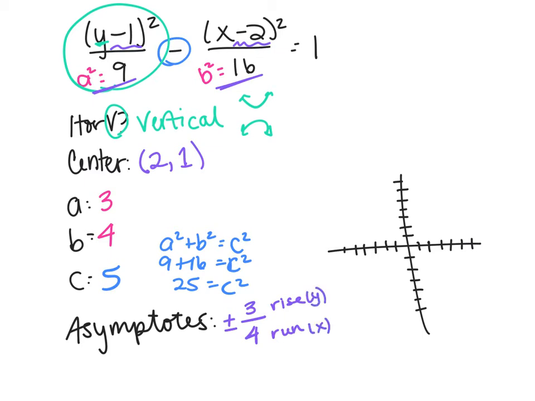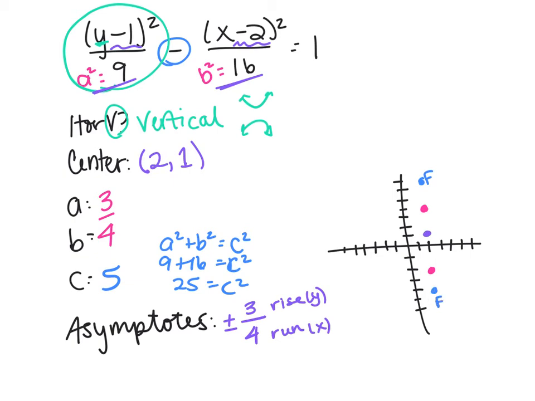So now just putting all of this together, first we graph our center, which was 2, 1, put that point there. This is vertical, so that means we're going to use a to count up and down. So up 1, 2, 3, that's going to be one vertex. Down 1, 2, 3 for the other vertex. Just like before, c gives us our distance to our focus. So from our center, we count up 5 for one focus, down 5 for the other focus.